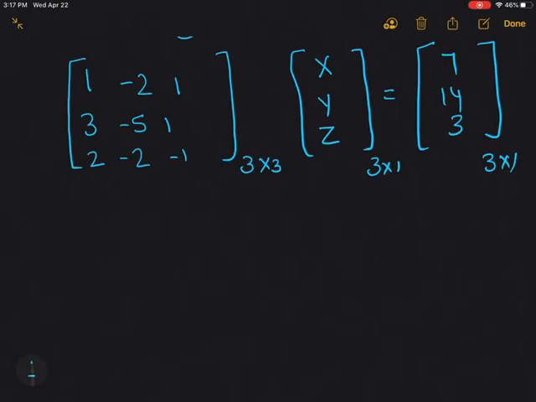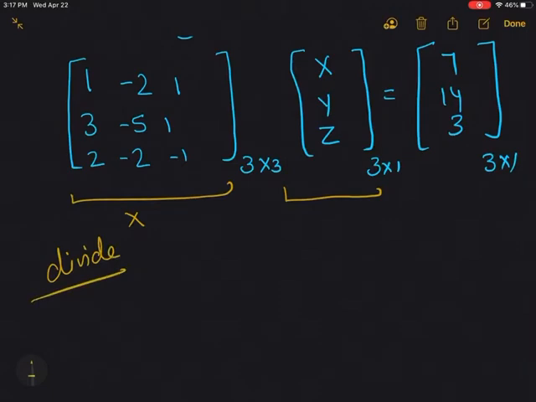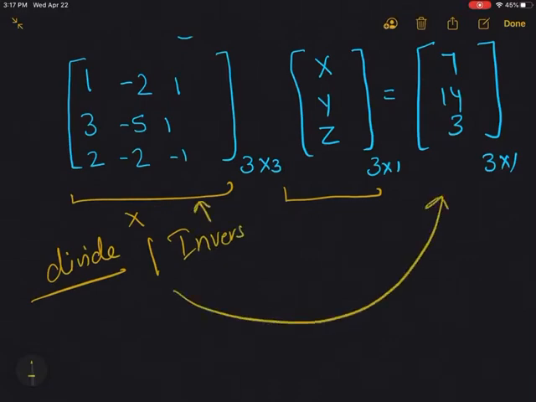Now next is basically just like 2 by 2s. So this is what we are solving for. In order to cancel this, what I have to do is divide by this matrix. And I hope you remember, we don't divide. Instead, we find the inverse. So technically, you need to find the inverse of this matrix and put it on this side.